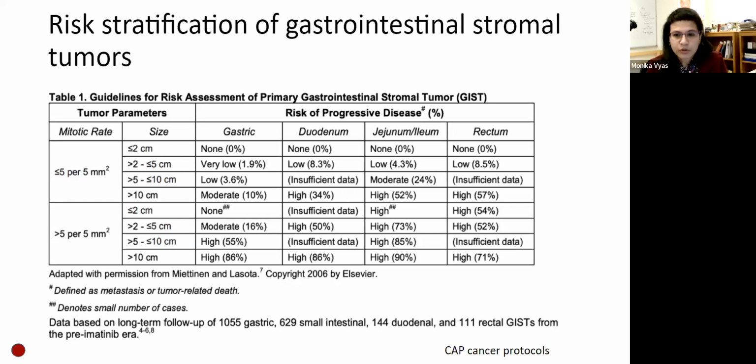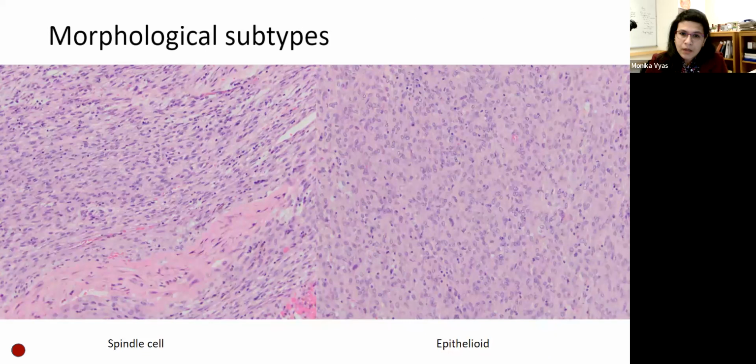So I won't go into the details of this table, but this system is based on a relatively older data set, and many institutions now, especially the big cancer institutes such as Memorial Sloan Kettering, have their own nomograms that they use for risk stratification, which is based on their own data. And the MSKCC nomogram is also available for use freely on the internet.